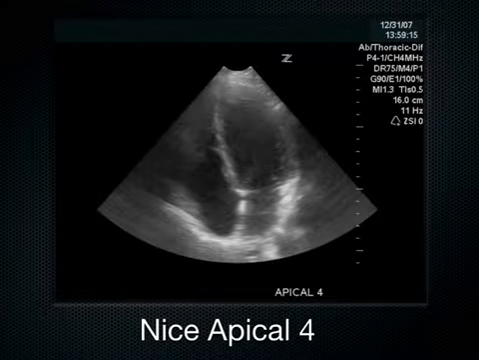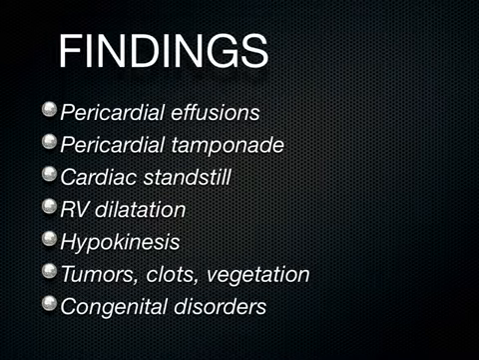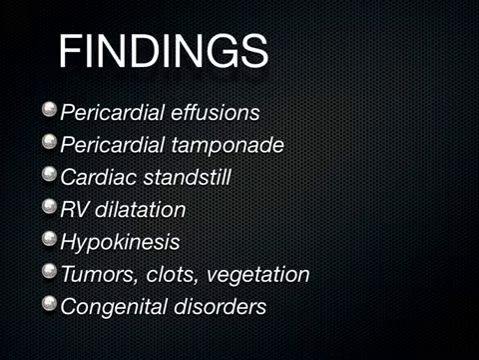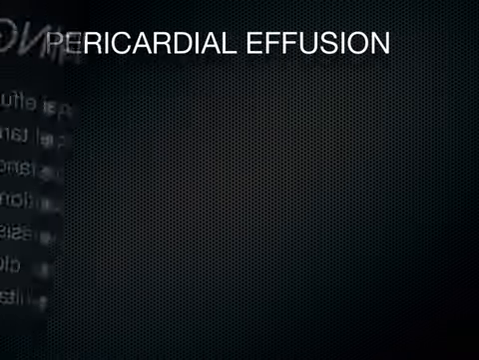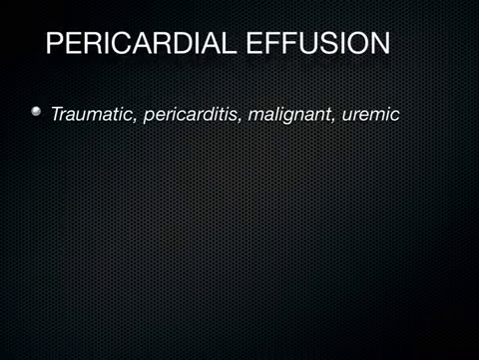What are we looking for whenever we do a cardiac ultrasound? Well, we're looking for pericardial effusions, whether or not there's tamponade, whether the heart is standing still, any RV dilatation, for that matter RA dilatation, any hypokinesis, obvious tumors, clots that are super obvious, and also vegetations that are just screaming at you, and maybe a congenital disorder or two. What can we see with pericardial effusions?